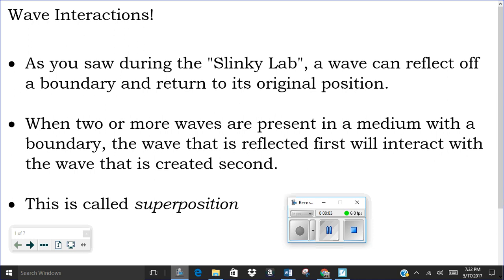Wave interactions. So at the end of the Slinky lab, you were playing with sending 2 or more pulses down the length of the Slinky to see what happens. When you have a pulse that creates a wave that travels down a medium, and that wave reflects off a boundary at the other end, and then interacts with another wave that was in the same medium, we say that those 2 waves are in superposition with each other, meaning both those waves have interacted with each other either positively or negatively, constructively or destructively.